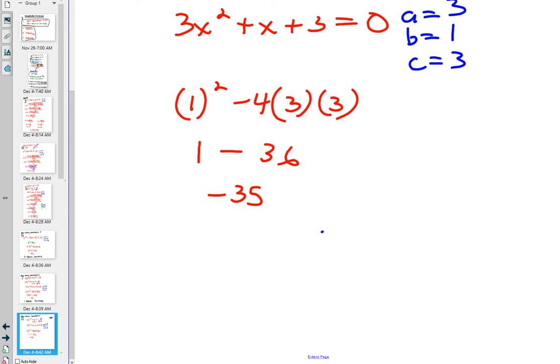Does it mean that negative 35 is a solution? It just means how many solutions are there? No real solutions. Fortunately, once you get to Algebra II, you will learn that there are imaginary solutions. You get to use your imagination. It's easier than Algebra I.